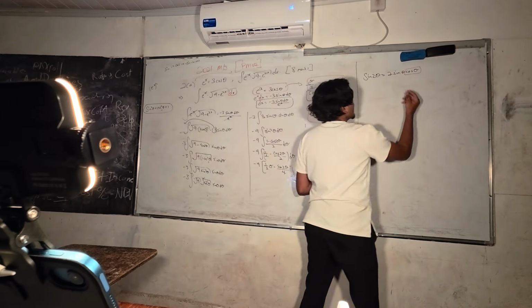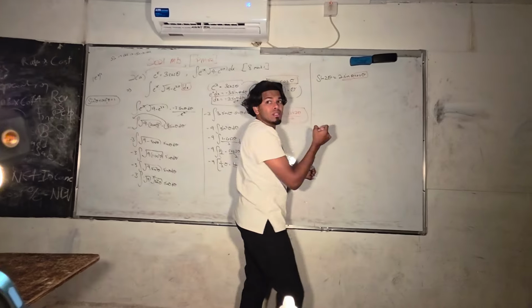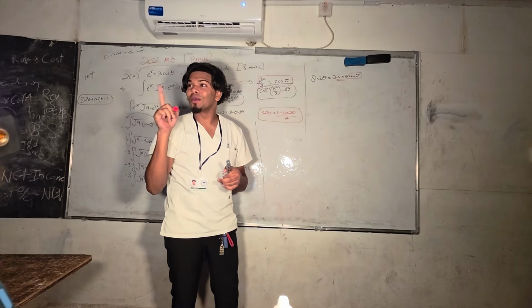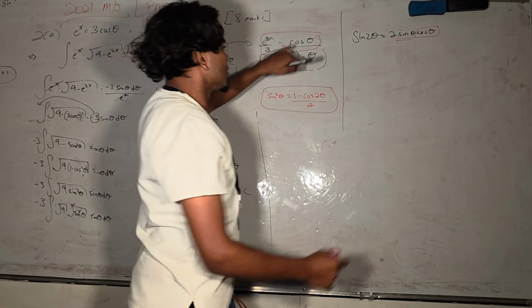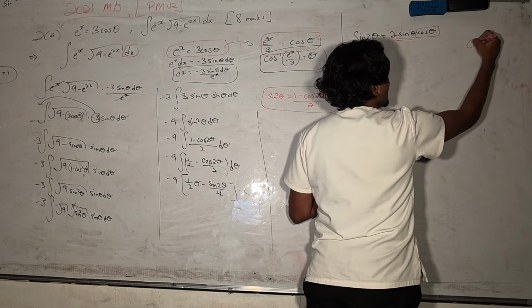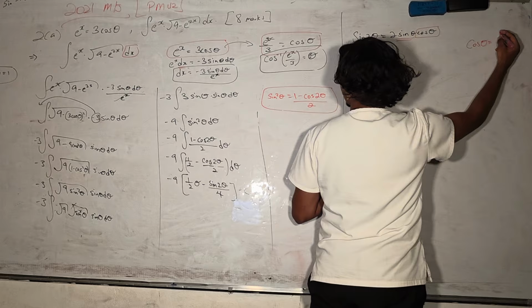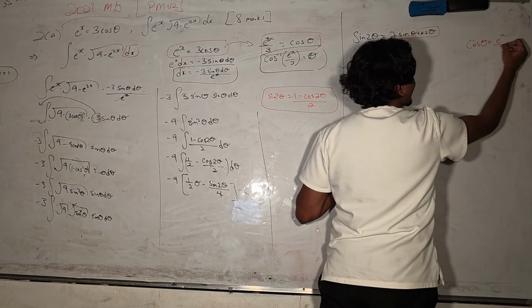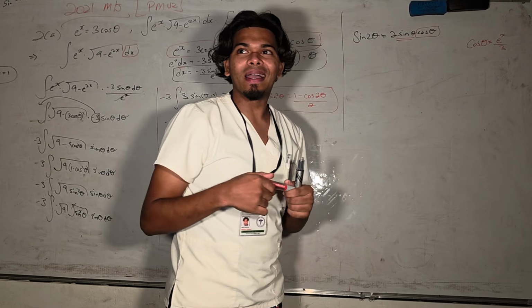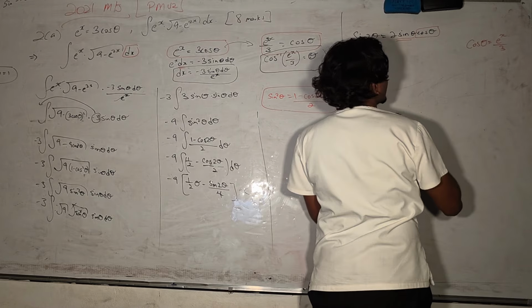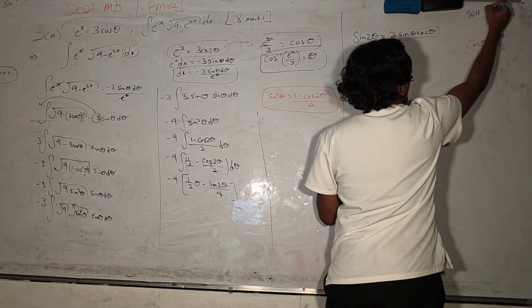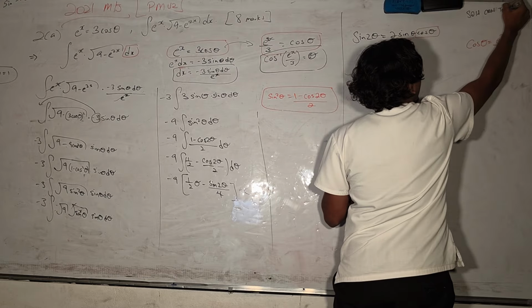Alright, look at this here. Here we have to find this. Look at this example, Jessica. We know cos theta is equal to e to the x over 3. So what is it?